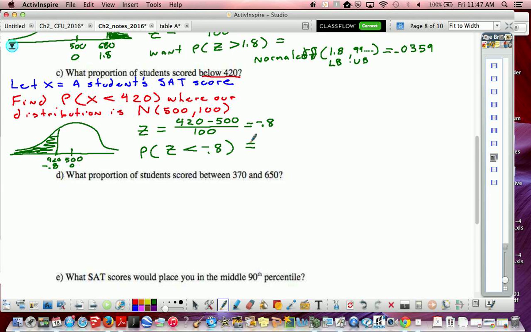So to get this value, normal CDF, negative infinity to negative 0.8. So negative infinity, so negative 99 to negative 0.8. Again, that's my lower bound, upper bound.